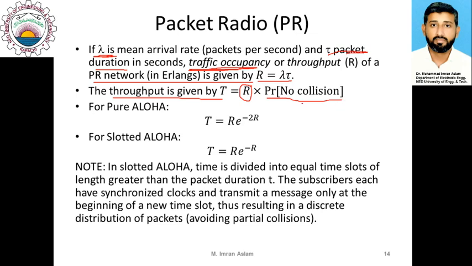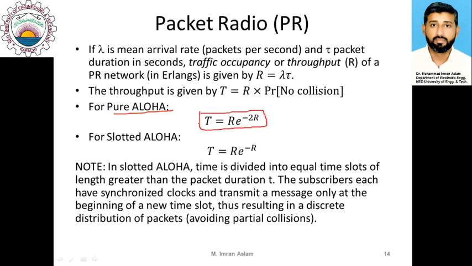So if we evaluate this probability of no collision, in that case for pure Aloha system we get the throughput to be equal to R e raised to power minus 2R, and for slotted Aloha systems we get the throughput to be equal to R e raised to power minus R. So this is the throughput that we get from the Aloha or slotted Aloha systems.